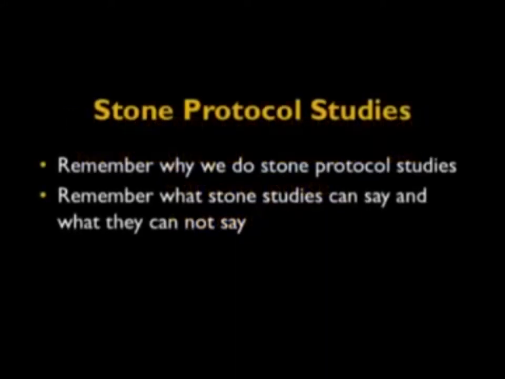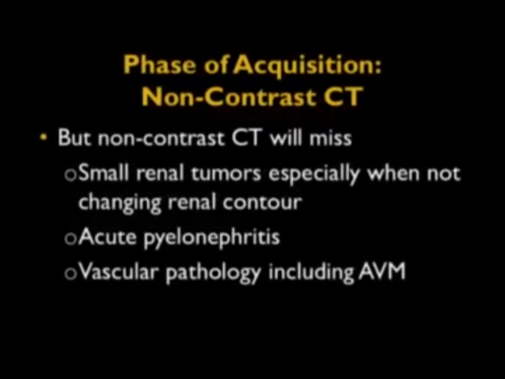Going back to the stone protocol, remember why we do stone protocols and what they do or don't say becomes very critical. We make the point also why we hate non-contrast CTs, because in this patient, you would read this as negative for stone disease in a patient with hematuria. But you're going to miss small tumors when the tumors do not change the renal contour. You're also going to miss pyelonephritis on non-contrast scans, as well as vascular pathology.